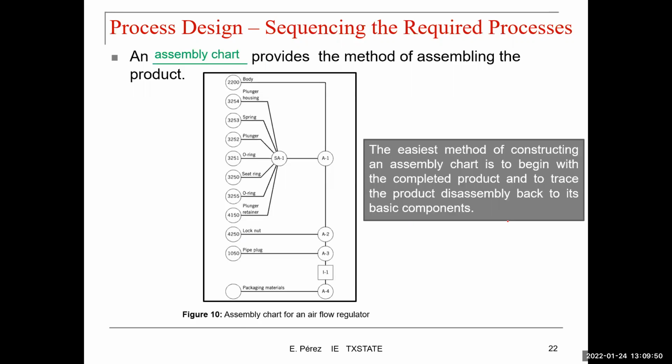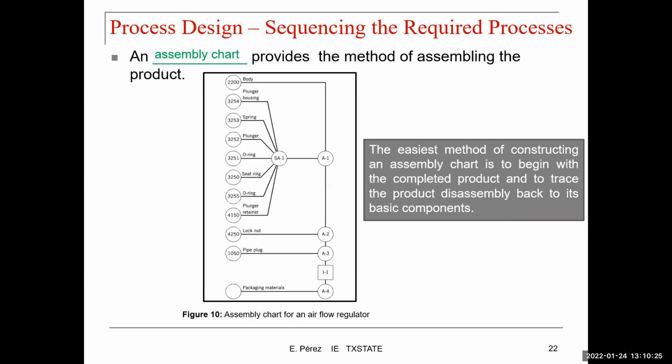An assembly chart is another very good tool that we can use to get an idea of the sequencing required for the processes. This provides the method of assembling the product. And the idea here is that instead of just having words, you have a network, or a graph, that is showing you the connected pieces in order for you to get to the final product.